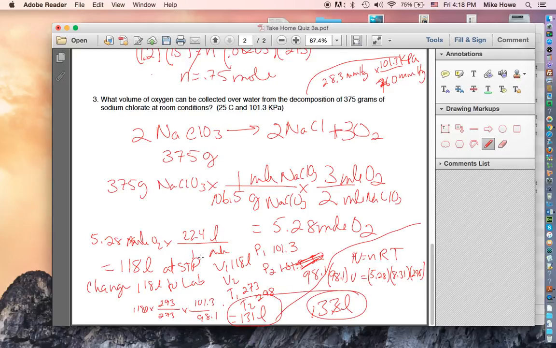Once you have the moles, you can multiply by 22.4, and you know the volume here. So you can take the volume and change it from standard to lab conditions. Or you can take the 5.28 moles and use PV equals nRT.